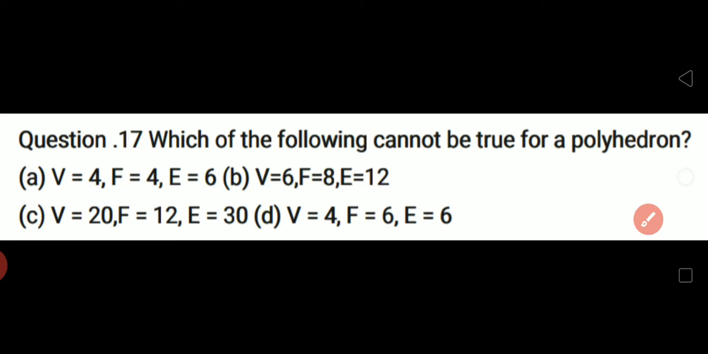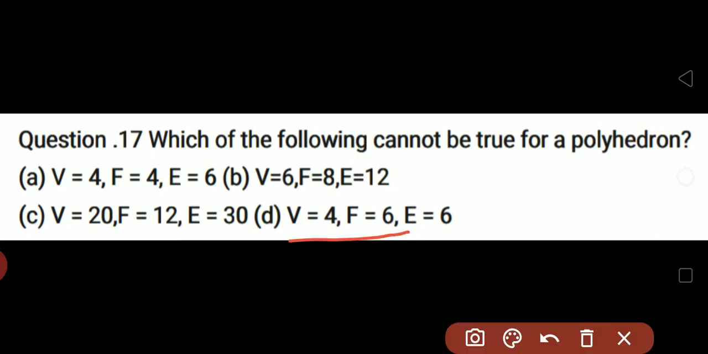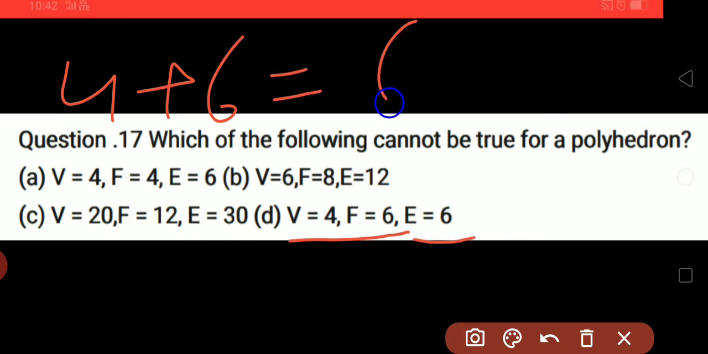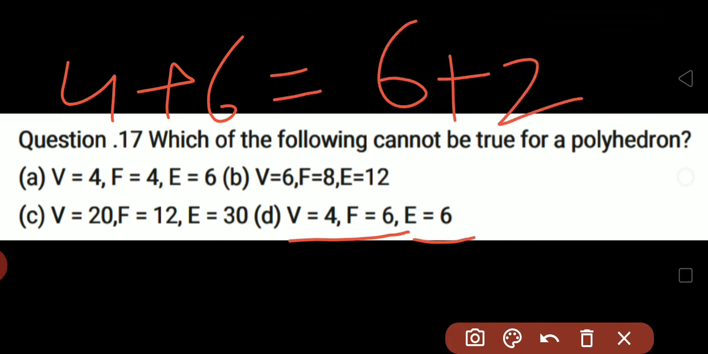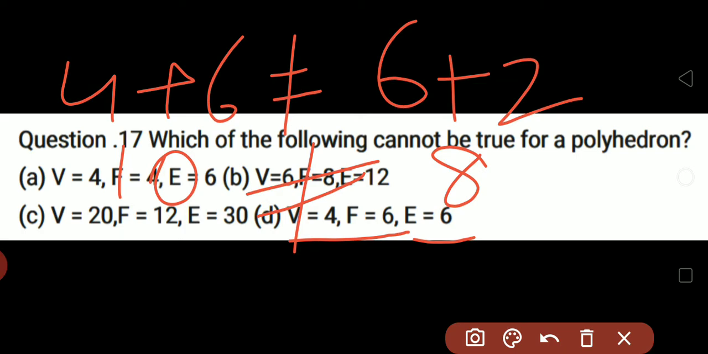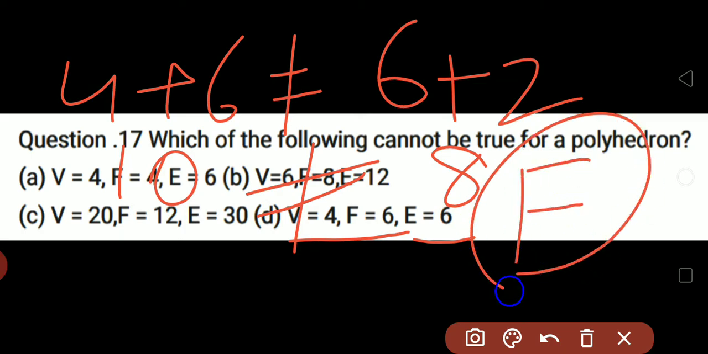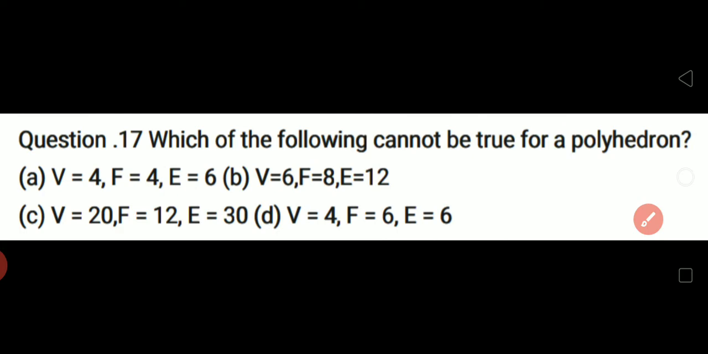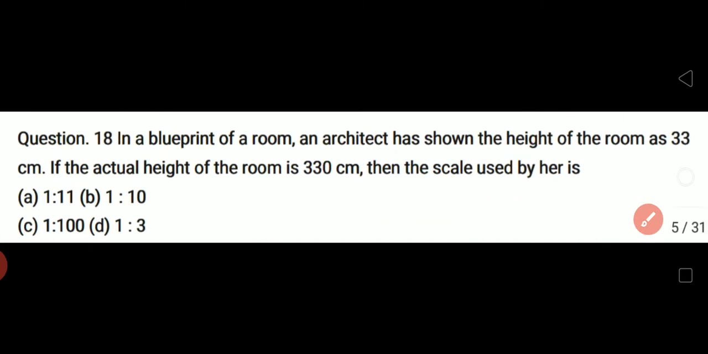Let us come to the last part, that is V is 4, F is 6, so 4 plus 6 equal to E plus 2, that is 6 plus 2. So here 6 plus 4 is 10 and 6 plus 2 is 8, so it is not equal. So D is not a possible condition for the polyhedron. Come to the next question.